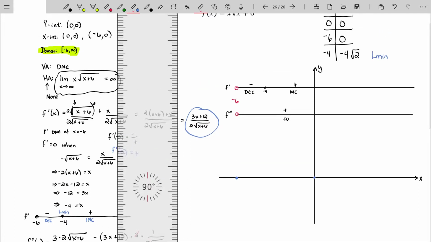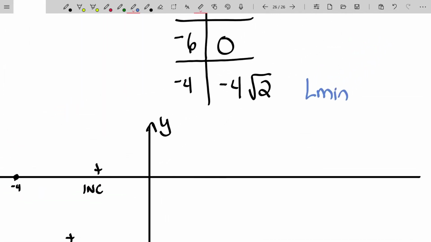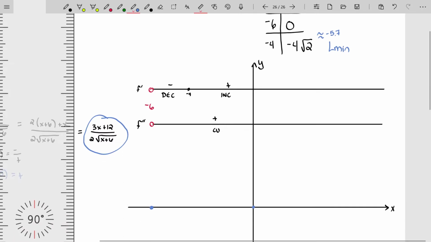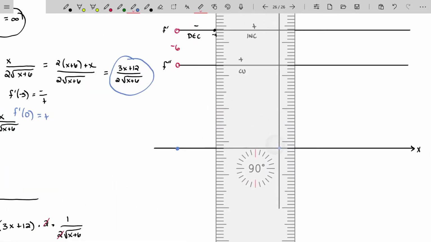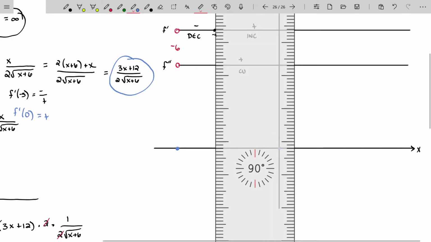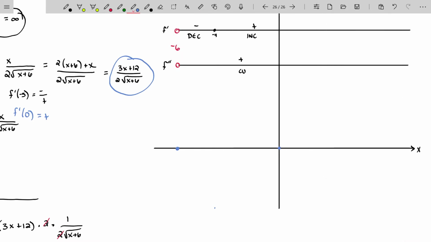Let's see. We also have 4 comma negative 4 root 2. Negative 4 root 2 is roughly 5.6, 5.7, somewhere in there. So negative 5.7 roughly. So I'll go ahead and maybe scale down. I'll just pretend as though a specific height is negative 5.7. I'll say it's right about there. I can actually turn this off now. So this point is negative 4, comma negative 4 root 2.